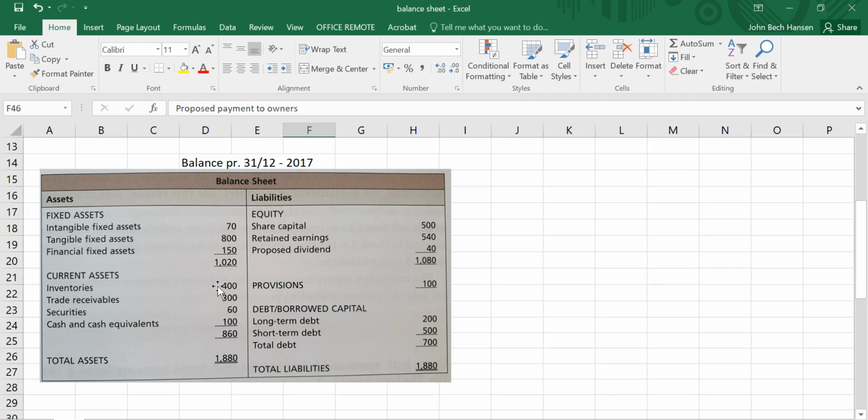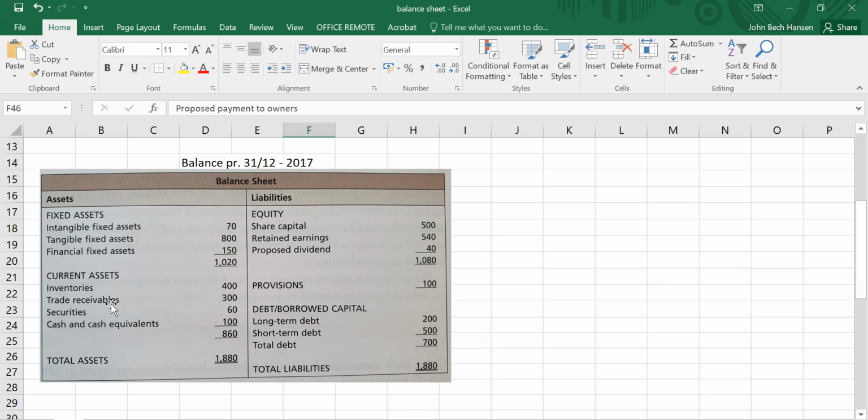Inventories is stock which is for sale. So we want to get it sold and convert it into cash. Trade receivables, well, that is when we have sold to customers who have a credit line at our company. So they haven't paid yet, but of course they will pay when the due time comes. And the securities will also, perhaps when the price is right, be sold with a small profit.